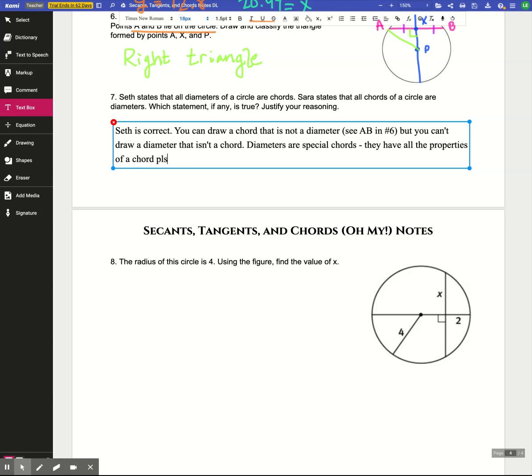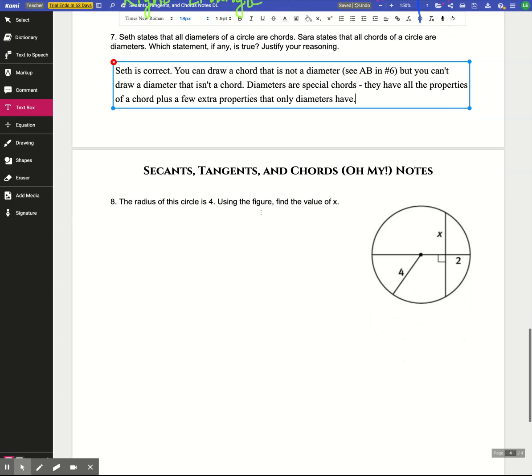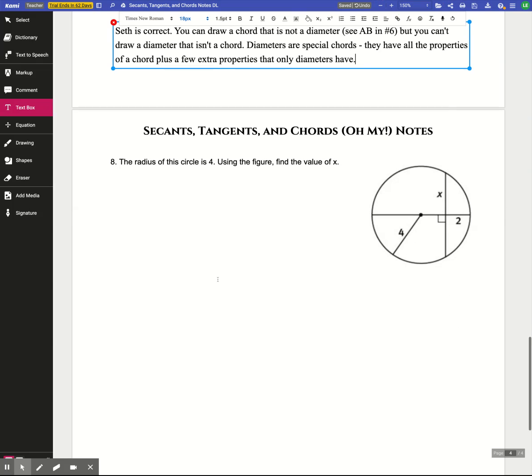They have all the properties of a chord plus a few extra properties that only diameters have. Okay, so that's another possible explanation. Right? Okay, so last one here, number 8.